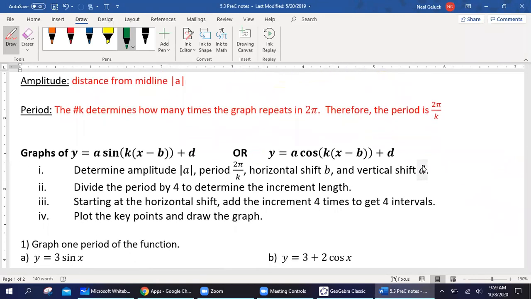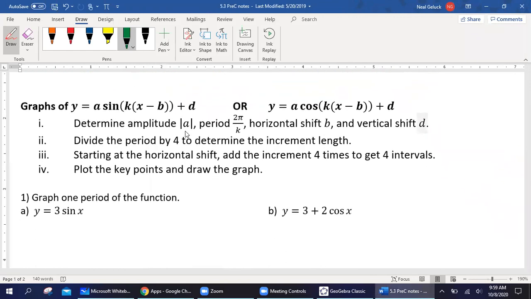Okay, so how are we going to graph these? Well, we're going to figure out the important information. We're going to figure out the amplitude. We're going to figure out the period. We're also going to figure out the increment length as well. We're going to figure out if there's a horizontal shift and if there's a vertical shift as well. There's always an amplitude, there's always a period. There may or may not be shifting. We're going to basically split our axis into 4 intervals. We're going to plot the key points and draw the graph.